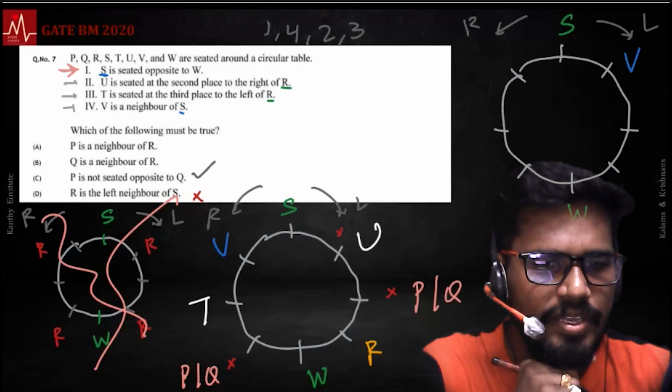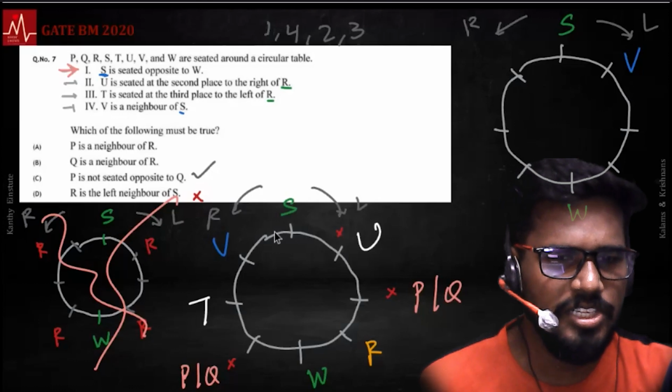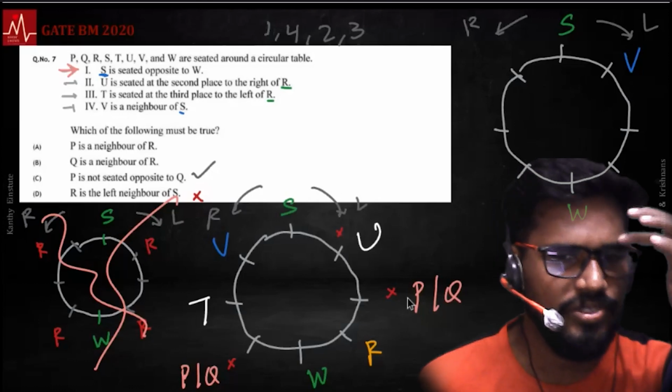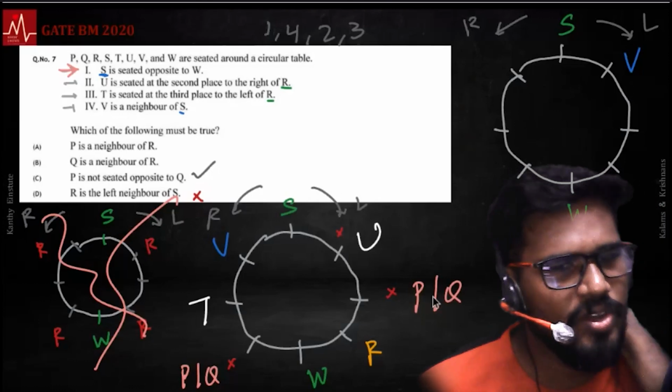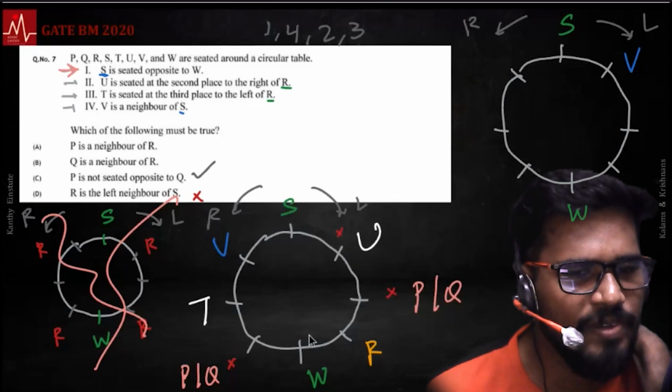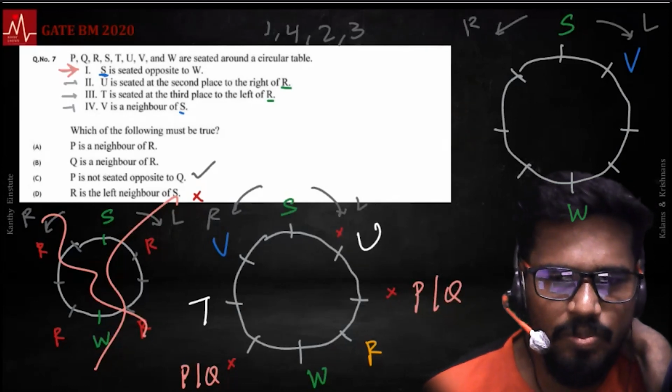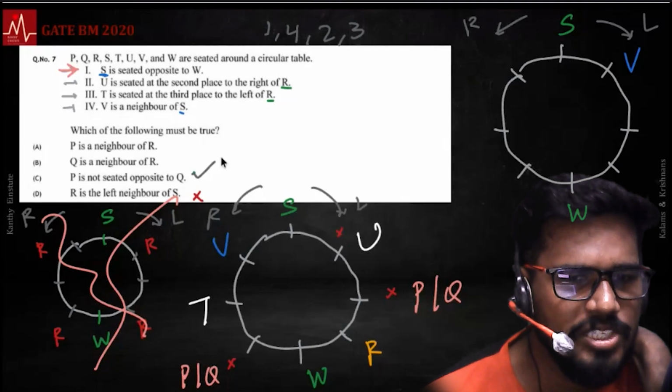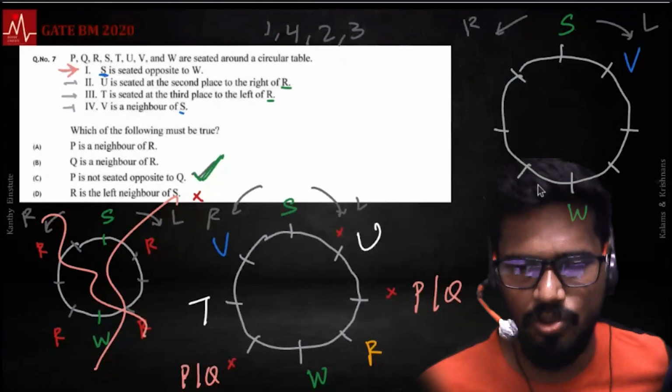In fact, the given arrangement satisfies all the information, right? So this holds good. P and Q cannot be opposite. We can conclude it. It satisfies all the given information. They cannot be opposite. We can conclude at this point. In fact, we don't have to really worry about case.